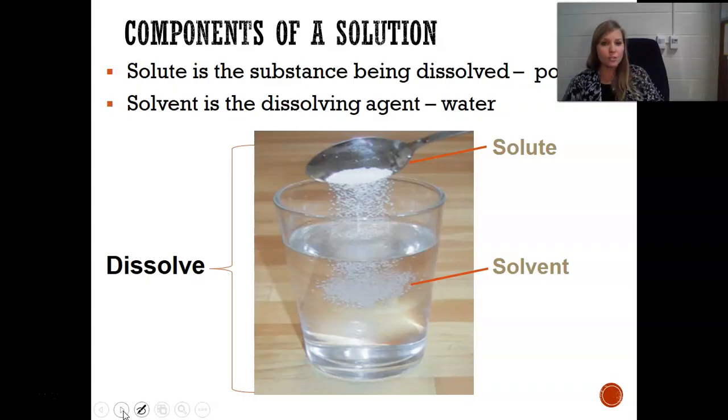Now, water is known as a universal solvent because it dissolves so much stuff. So, examples, sugar water. In sugar water, sugar is going to be your solute and water is going to be the solvent, right? What about salt water? In salt water, what's your solute? And then what's your solvent? Your solute would be your salt and the solvent would be the water. Okay, very good.